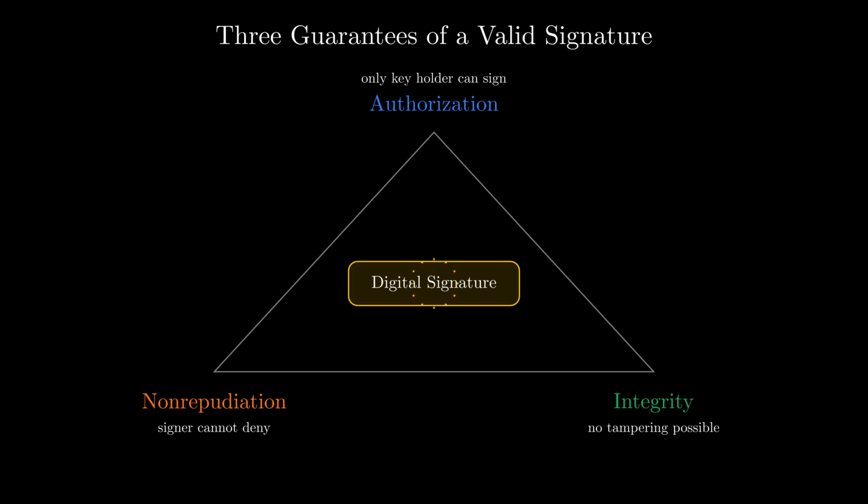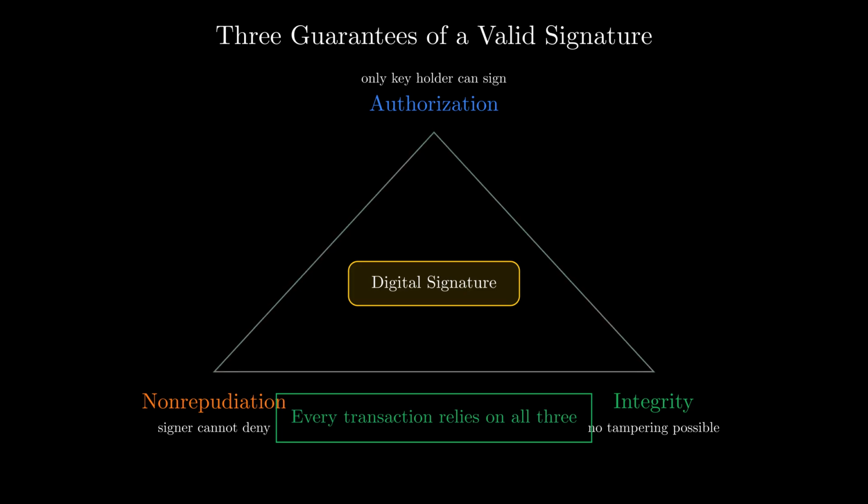These three properties are what make a signature meaningful. Without them, Bitcoin couldn't tell a legitimate spender from an attacker. Every transaction the network accepts rests on these guarantees holding for every input.